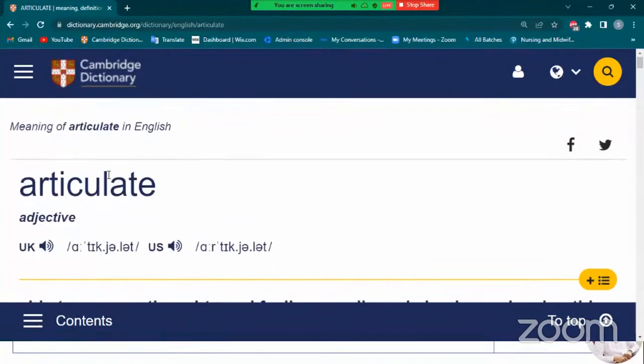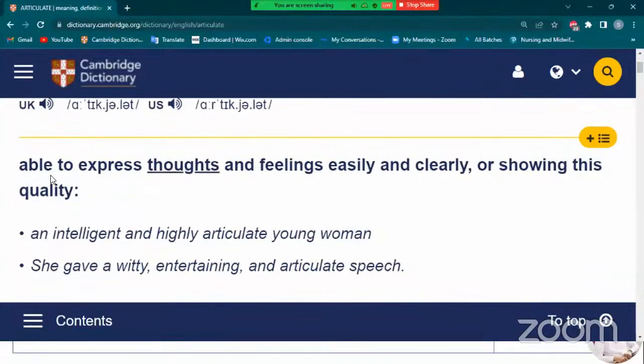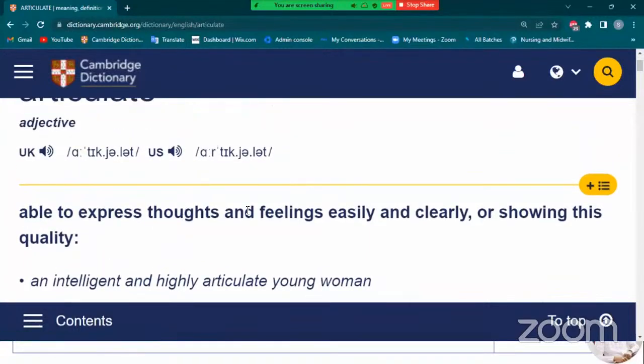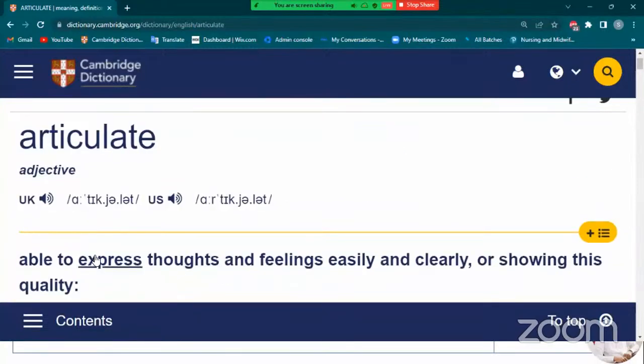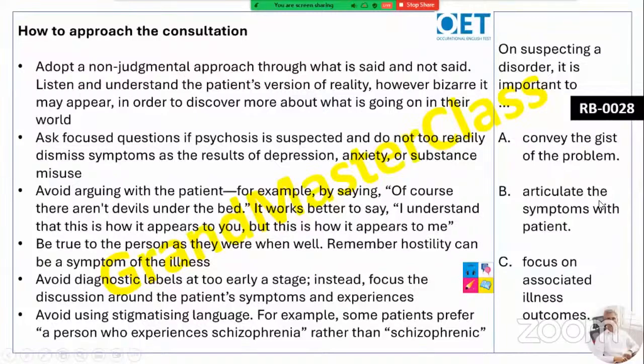Articulate. Able to express thoughts and feelings easily and clearly, showing this quality. An intelligent and highly articulate young woman. Okay, that means able to express thoughts and feelings easily and clearly. So a very specialized word. Articulating means telling about the symptoms. The patients are telling about the symptoms and you are talking with the patient. The patient is important here. You are discussing with the patient. So the patient is important and symptoms are important.